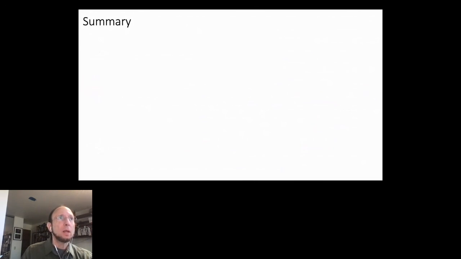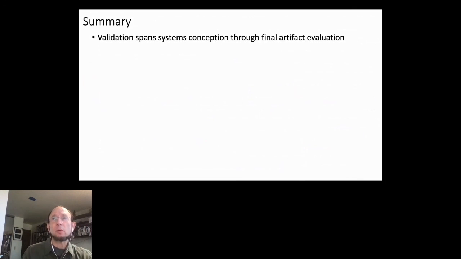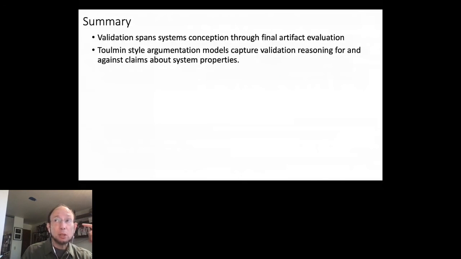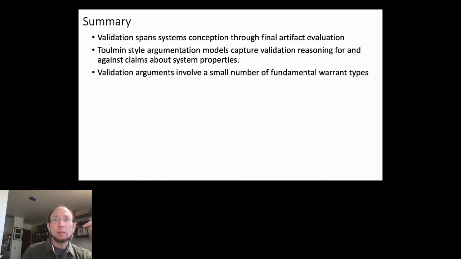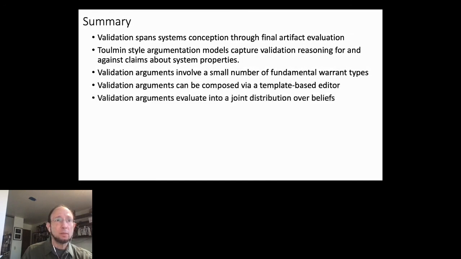So in summary, our project has made a number of observations. First, validation spans system conception through final artifact evaluation, is a point that we're trying to make. Toulmin argumentation models capture validation reasoning for and against claims about system properties. They capture something that you commonly see as engineers meet to argue over whether a conclusion is valid. Validation arguments involve a small number of fundamental warrant types, and they can be composed via a template-based editor.